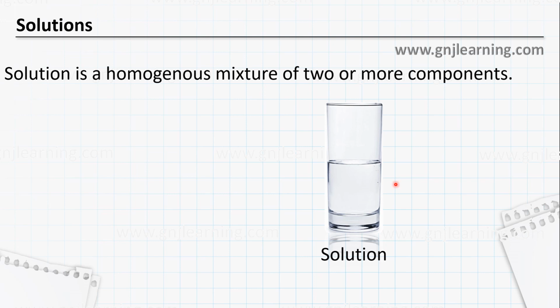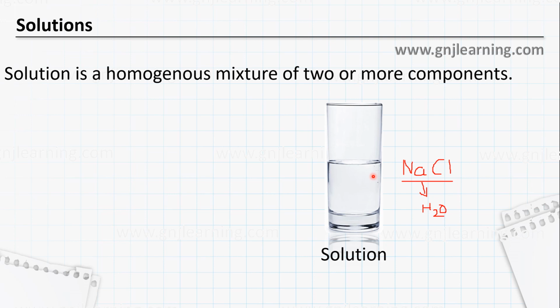Let's take a solution. This solution I have created by adding salt. Salt means our table salt, that is sodium chloride. I have added this into water, that is H2O. I mixed it thoroughly. Now I have two substances or two components in it. One component is sodium chloride and the other component is water. So I have two components in this particular glass here.